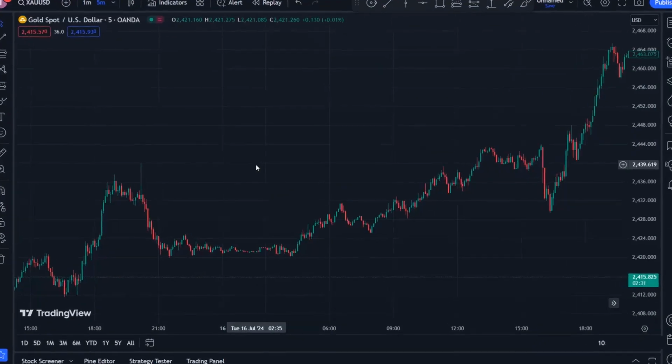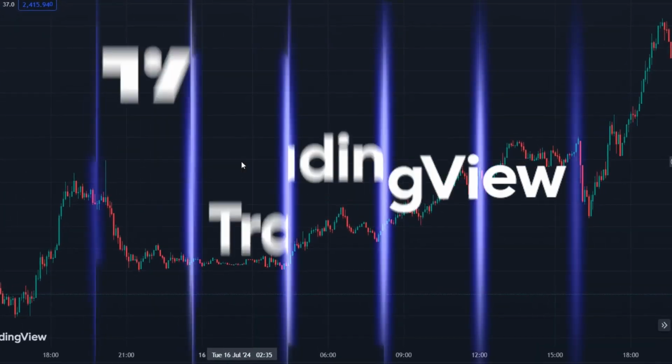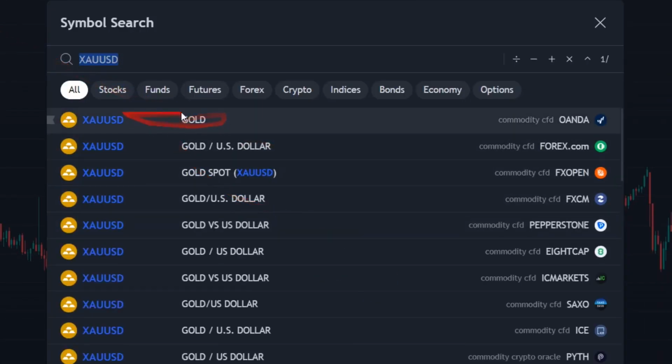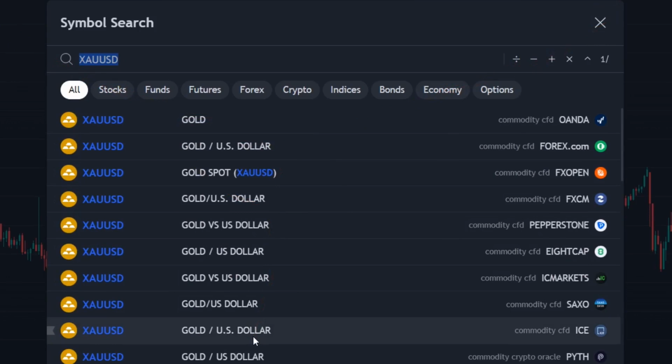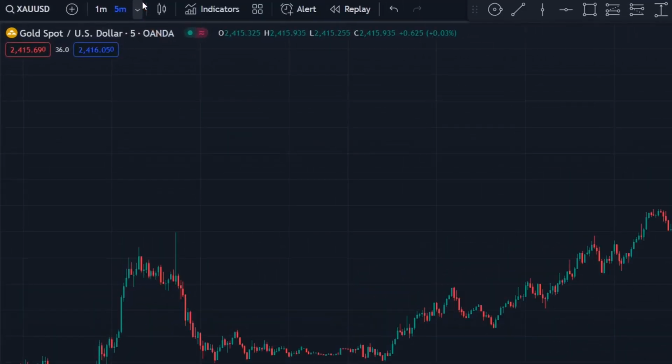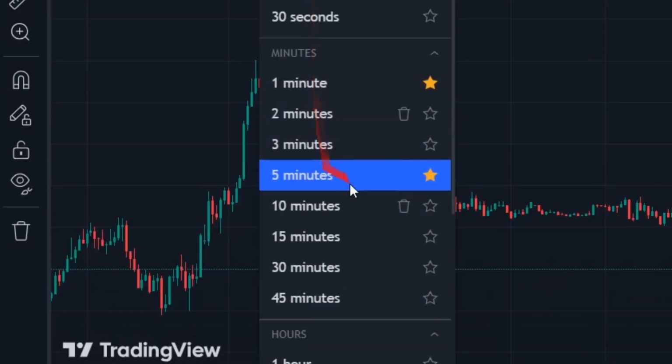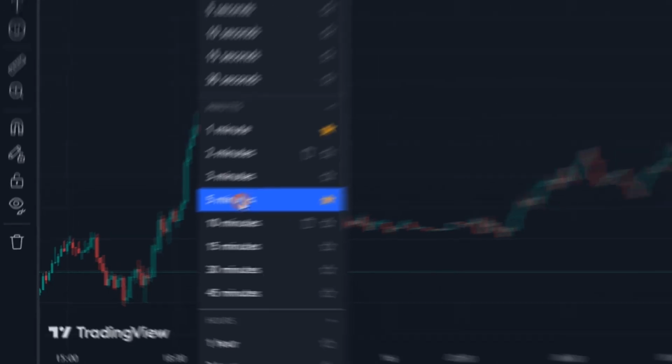As always, first we open the TradingView website. Then we need to select our symbol from the symbol section. You already know that since this is a scalping strategy, you should not choose a symbol with low liquidity. Now we need to go to the time frame section and set our time frame to 5 minutes, which is my preferred time frame for trading.